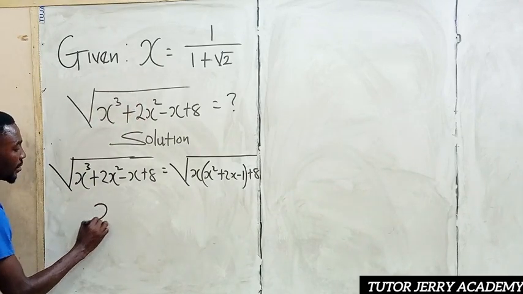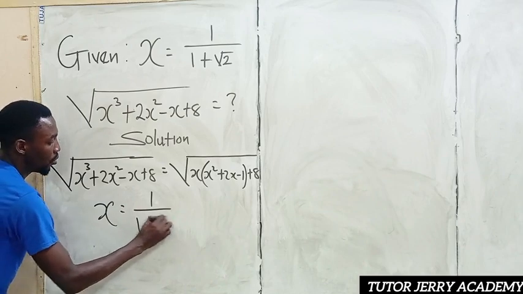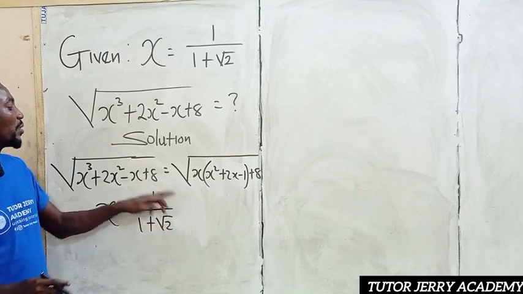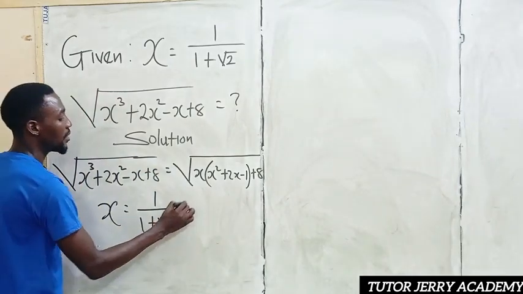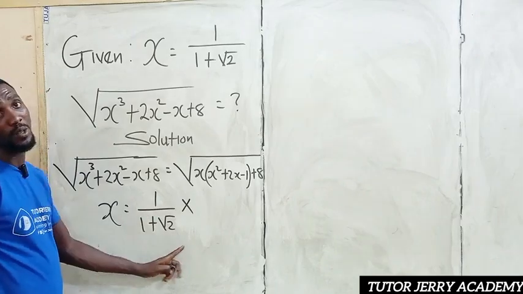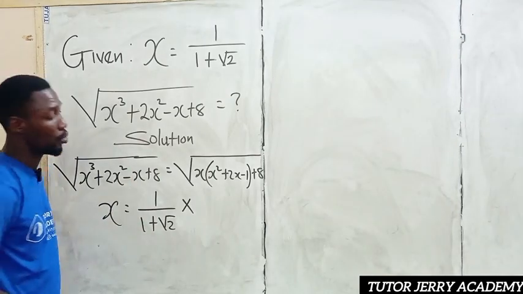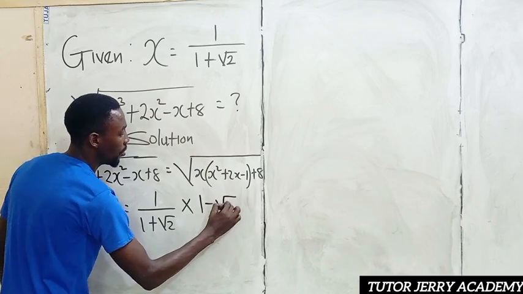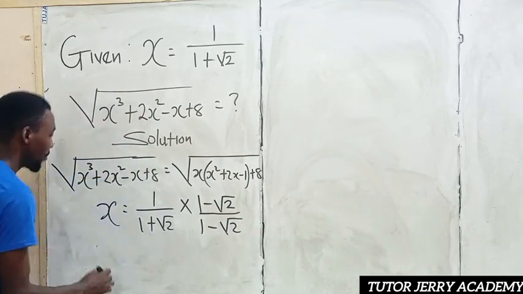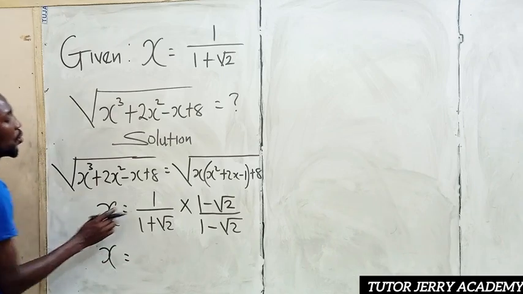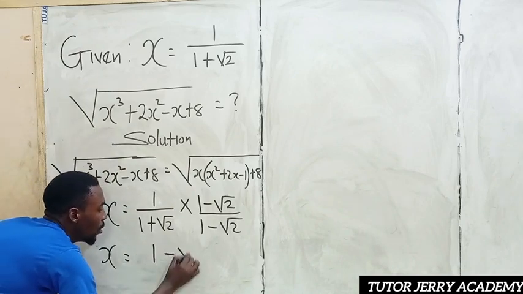So we are given x to be equal to 1 all over 1 plus root 2. So we are going to rationalize. For us to rationalize, we multiply by the conjugate of the denominator. When we say conjugate, it means opposite. The opposite of 1 plus root 2 is 1 minus root 2. So 1 minus root 2 all over 1 minus root 2. Now this x will be equal to 1 times 1 multiplied by 1 minus root 2, which is nothing but 1 minus root 2.